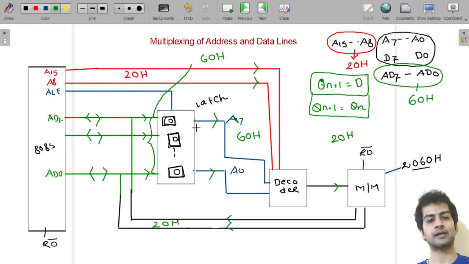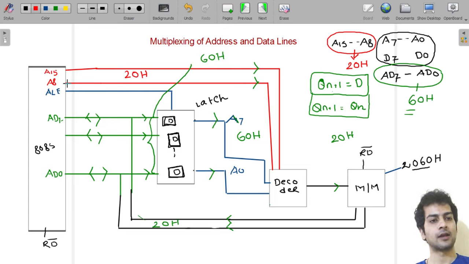So you will say, sir, earlier you told that AD7 to AD0 was having 60H, but now 20H is coming through this path. So 20H will override 60H. Yes, you are absolutely right. 20H will override 60H, and this 20H will come inside the processor, and our aim, which was to read 20H data from this memory location and bring it back to the processor, is complete.